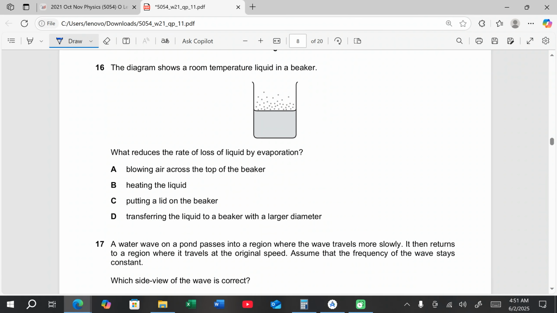The diagram shows a liquid at room temperature in a beaker. What reduces the loss of liquid by evaporation? Blowing air across the top of the beaker, that is going to increase it. That's not going to reduce it. Heat the liquid, that will also increase it. Put the lid on the beaker, yes, that will decrease it. Transferring the liquid to a beaker with a larger diameter, that will also increase it, not decrease. So only one thing is going to decrease the evaporation.